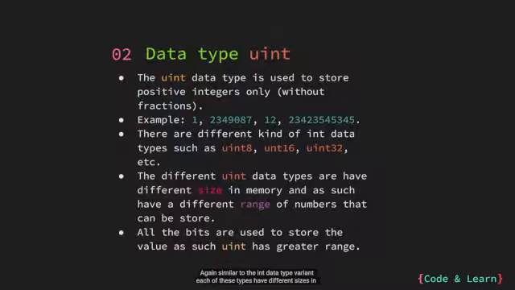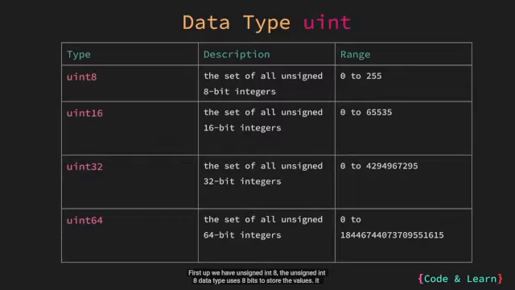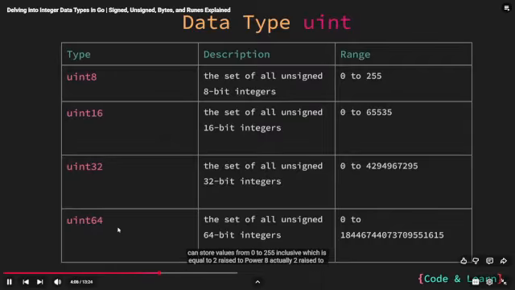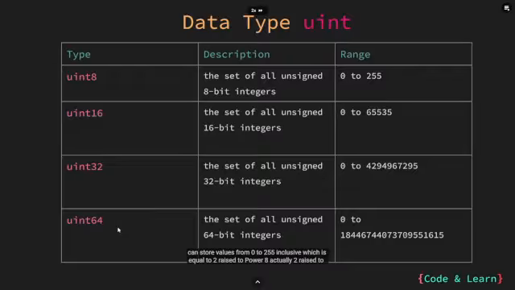Again, similar to the int data type variants, each of these types has a different size in memory, and as such a different range of values that it can store. Since the integer values stored are all positive, all bits in memory are used to store the value. As such, it has a large range and can store large positive numbers. First up, we have unsigned int8. The unsigned int8 data type uses 8 bits to store values. It can store values from 0 to 255 inclusive, which is equal to 2 raised to power 8 values.